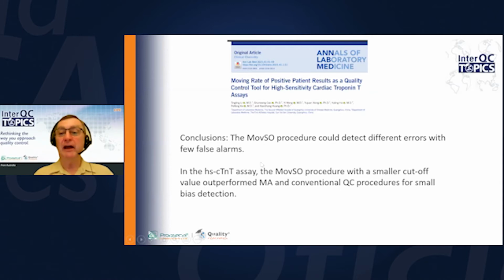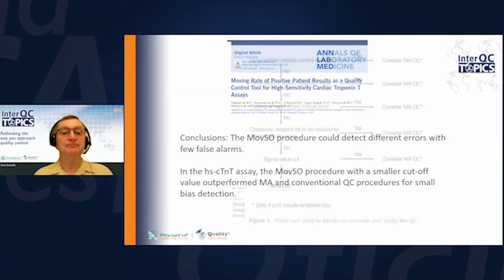So they found that the moving number of patient abnormal results was better than their current QC system. It outperformed both the conventional QC and in fact moving average as well, because normally with troponins, depending on the hospital situation, you have a lot of negative results and only a few positives. And you're looking at limits at very low levels of sensitivity. So it can be used for all sorts of things.